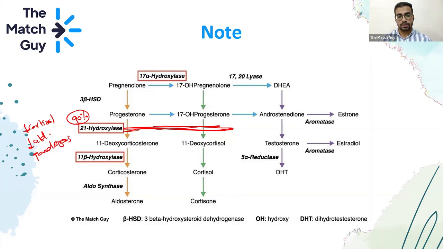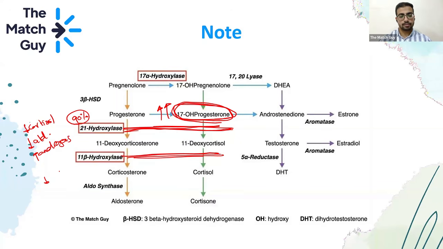Okay, if 21 alpha hydroxylase is deficient, so again, we drew a line here, what's going to be increased? This metabolite. Very high yield. I cannot emphasize how high yield this is. You are going to have increased 17-hydroxyprogesterone, and that's why this is going to be used as a marker for 21 alpha hydroxylase deficiency.